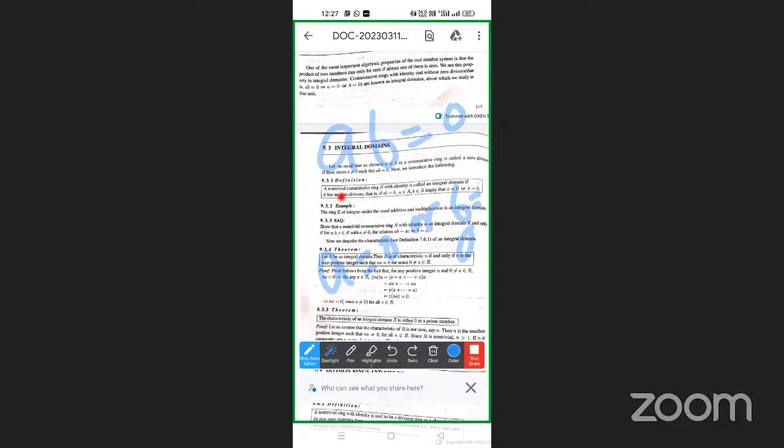A commutative ring with unity is said to be an integral domain if it has no zero divisors. So it satisfies the commutative condition, the identity condition, and also the no zero divisors condition: a into b is equal to 0, either a is equal to 0 or b is equal to 0. So this is the integral domain definition.